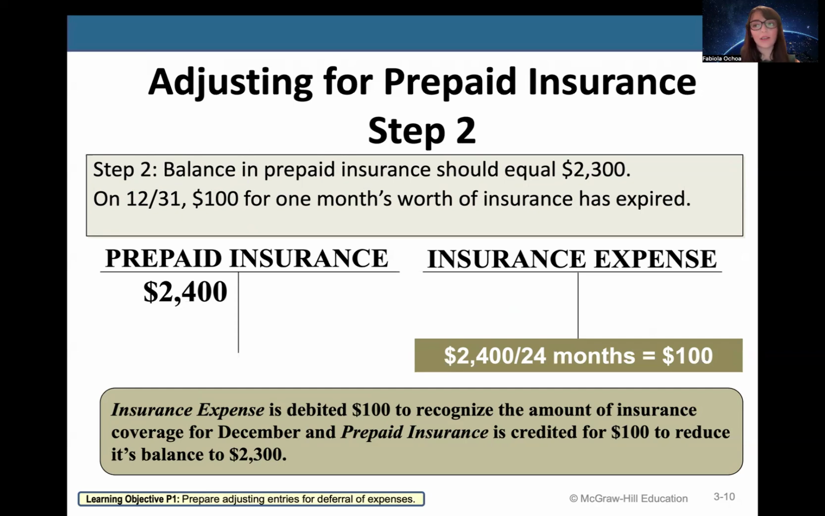So that means that you no longer have $2,400 in your prepaid insurance account. You have now used up $100. So your adjusting journal entry, and the main purpose of this chapter, would be to debit insurance expense. Your expenses went up because you finally used up the expense, and you would credit or decrease your prepaid insurance.